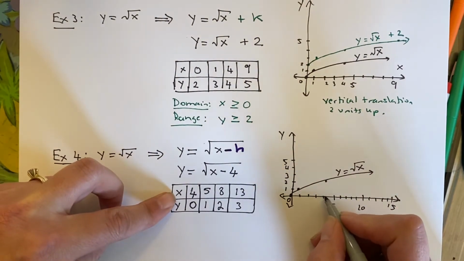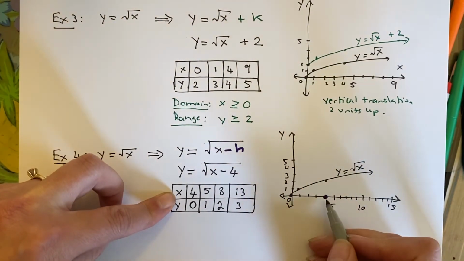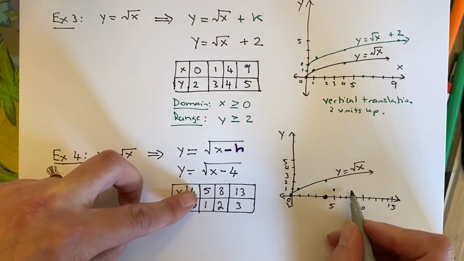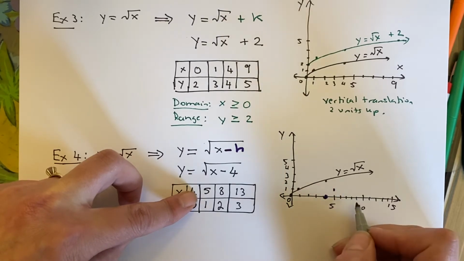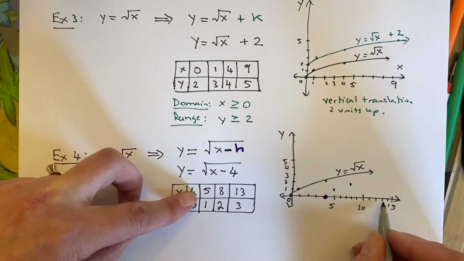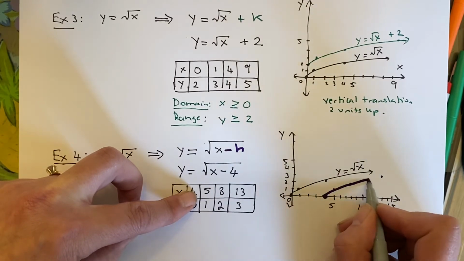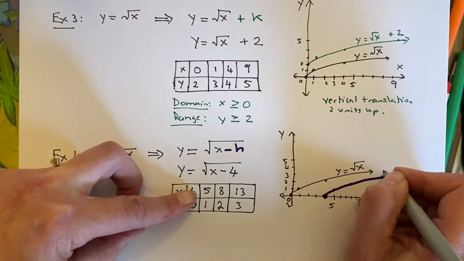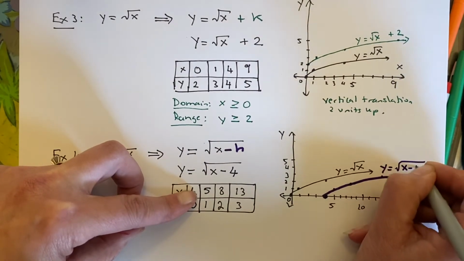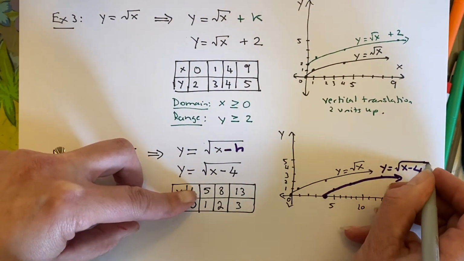(4, 0). So I'm starting here. So clearly, I've moved 4 units over from 0 to 4 as my starting point. Then (5, 1), and then (8, 2). And then 13 all the way out here to 3. And that is the equation y equals the square root of x minus 4.